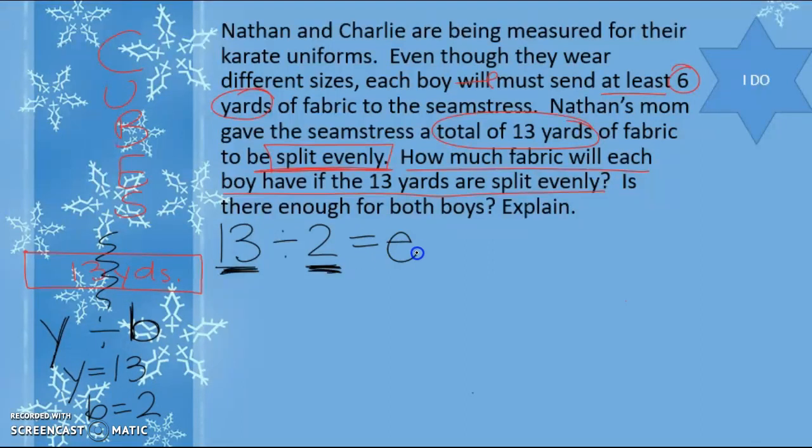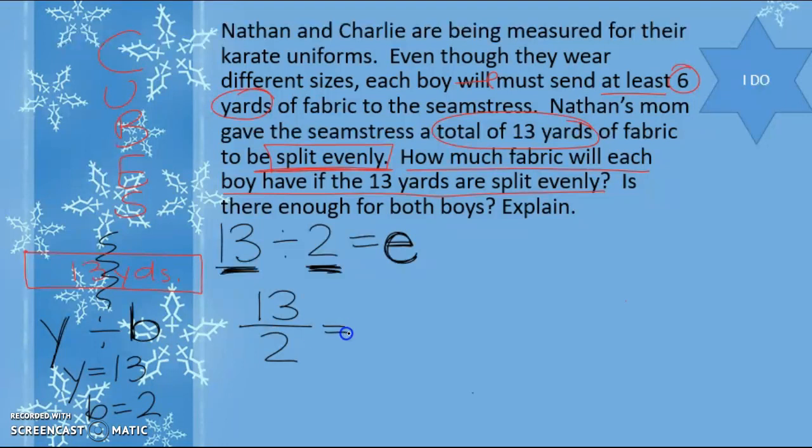So I'm trying to figure out what E is. E, I'm going to say, stands for each boy. I need to figure out what 13 divided by 2 is. Well, I know that 13 divided by 2 is also a fraction. I'm just asking myself, how many times does 2 go into 13?